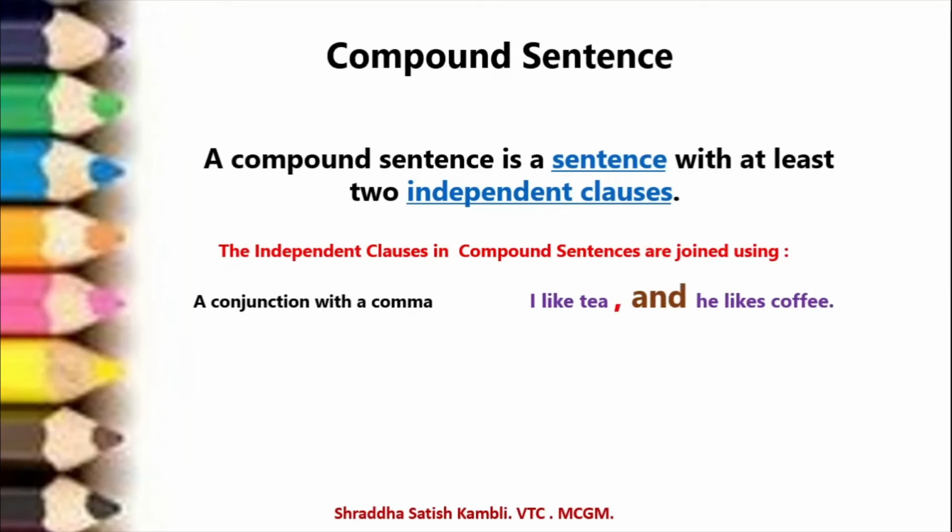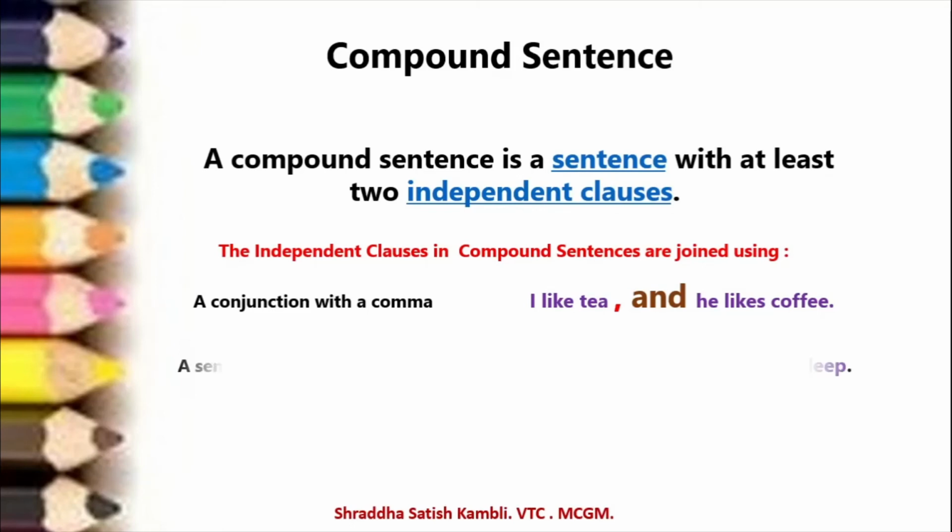See here the example. I like tea. He likes coffee. These are the two simple sentences or the two independent clauses. I like tea. He likes coffee. See, we have joined it using a conjunction, and, with a comma. So this is one way in which you can write a compound sentence.